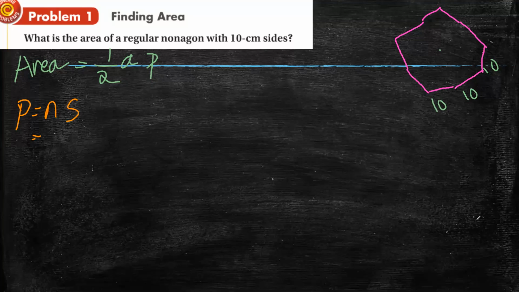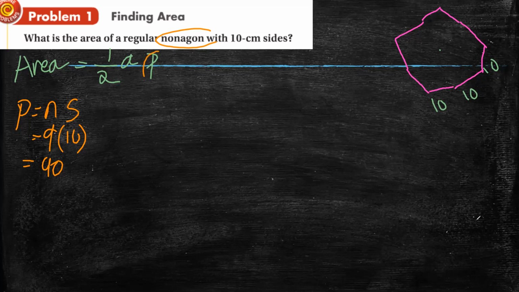How many sides do we have here? We have 9 sides. What is the length of each side? It is 10. So the perimeter here is 90. So we know the perimeter. So now we need the apothem. How can we find the apothem?